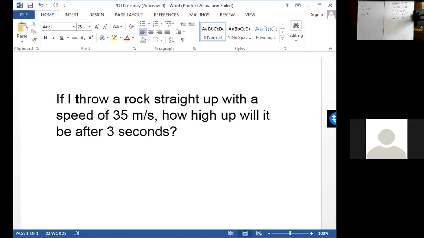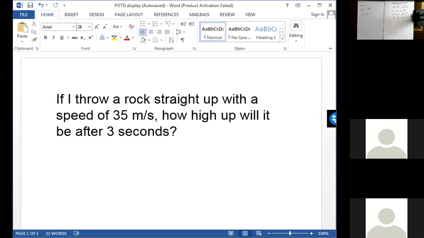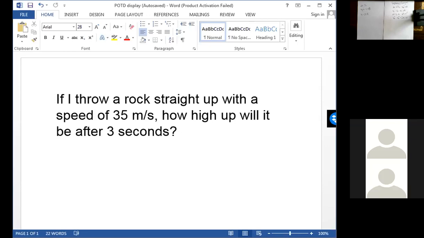Okay, so we've got the givens. What's the unknown here? Distance? Yeah, the distance, right? How high up will it be? How far upwards has it gone? So we're looking for the distance or the displacement, and that's going to be our delta y. Y instead of x, right? Because we're talking about vertical motion today. Okay, so we've got our givens, we've got our unknown.